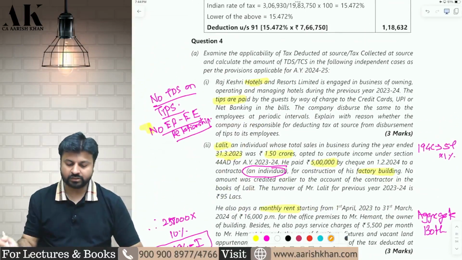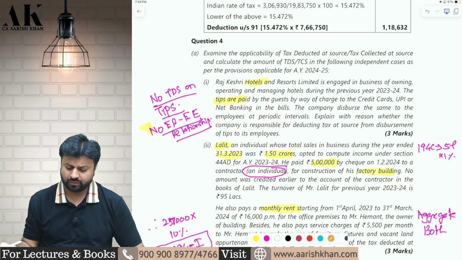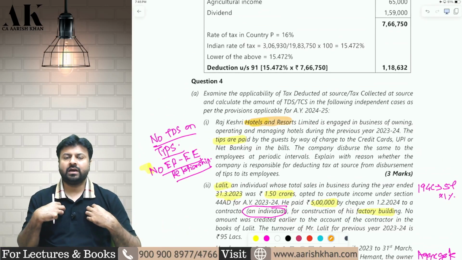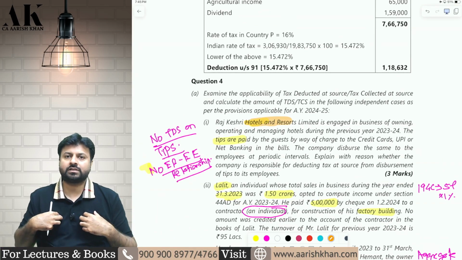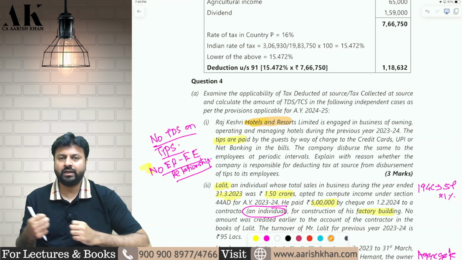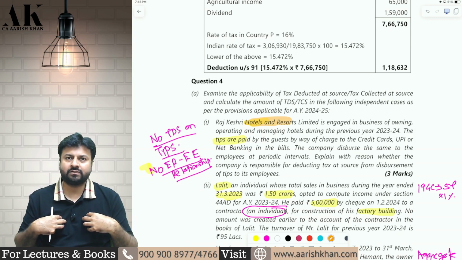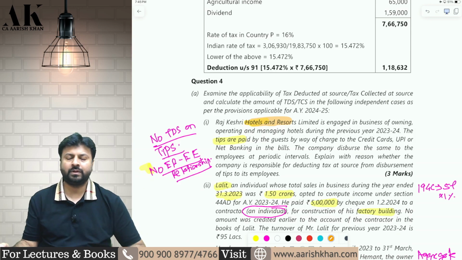Next question is on TDS. Very beautiful questions on TDS, but very simple. The very first question is, a hotel is collecting service charge from the customers and paying that to the waiters. The ITC Hotel case law is applicable here.